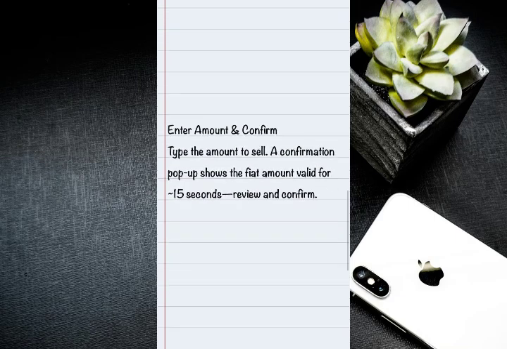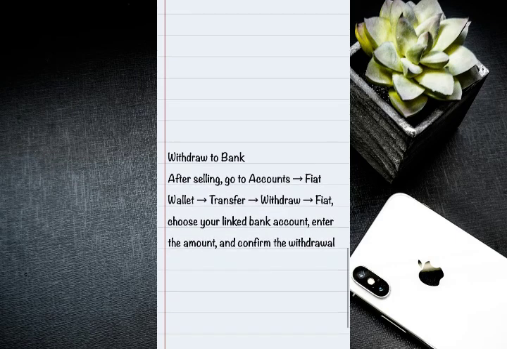So once that is done, enter the amount and confirm. Type the amount to sell and a confirmation pop up will show the fiat amount, valid for 15 seconds. Review and confirm. So what next is to withdraw to bank.